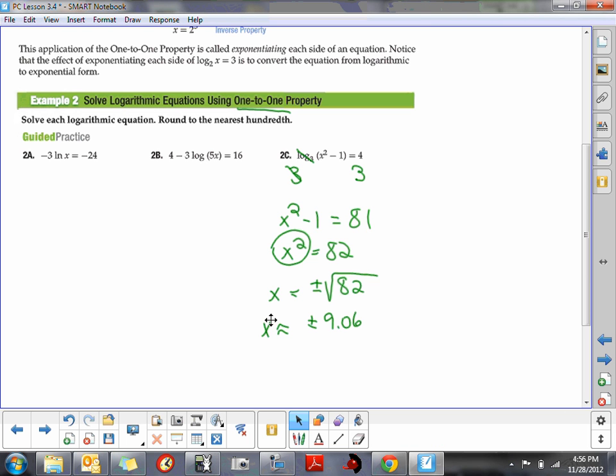So using the one-to-one property to solve logarithmic equations, we're also calling that exponentiating both sides, or we can also just use our idea that we can change log functions into exponential functions. So there's some leeway here, some flexibility, but as I said, I think in the long run, we'll end up trying to think of it as inverse operations.